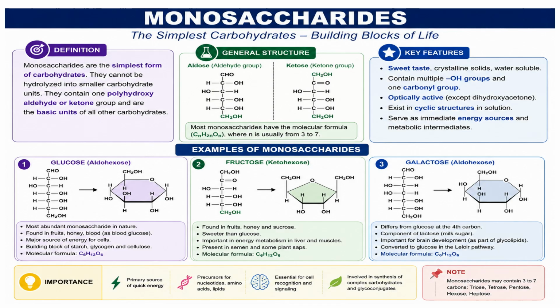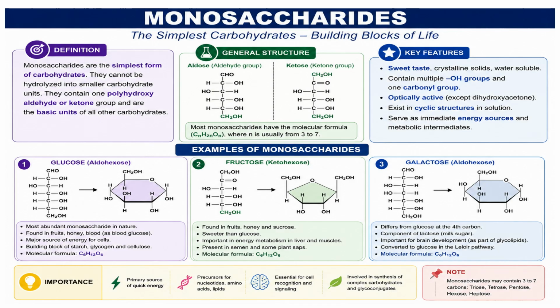Monosaccharides are classified according to their carbonyl group. Aldoses contain an aldehyde group, while ketoses contain a ketone group. They can also be classified according to the number of carbon atoms, such as triose, tetrose, pentose, hexose, and heptose. Important examples include glucose, fructose, and galactose.